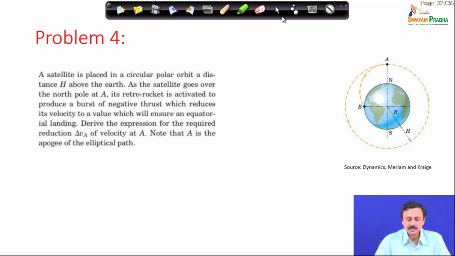So, its retro rocket is activated to produce a burst of negative thrust, which reduces its velocity to a value which will ensure an equatorial landing. Derive the expression for the required reduction delta V A of velocity at A. Note that A is the apogee of the elliptical path. Of course, it has to be apogee, because if this is an elliptical path and it has to land on earth, then its perigee must be inside the earth. It must be less than the radius of the earth. Therefore, A is the apogee.